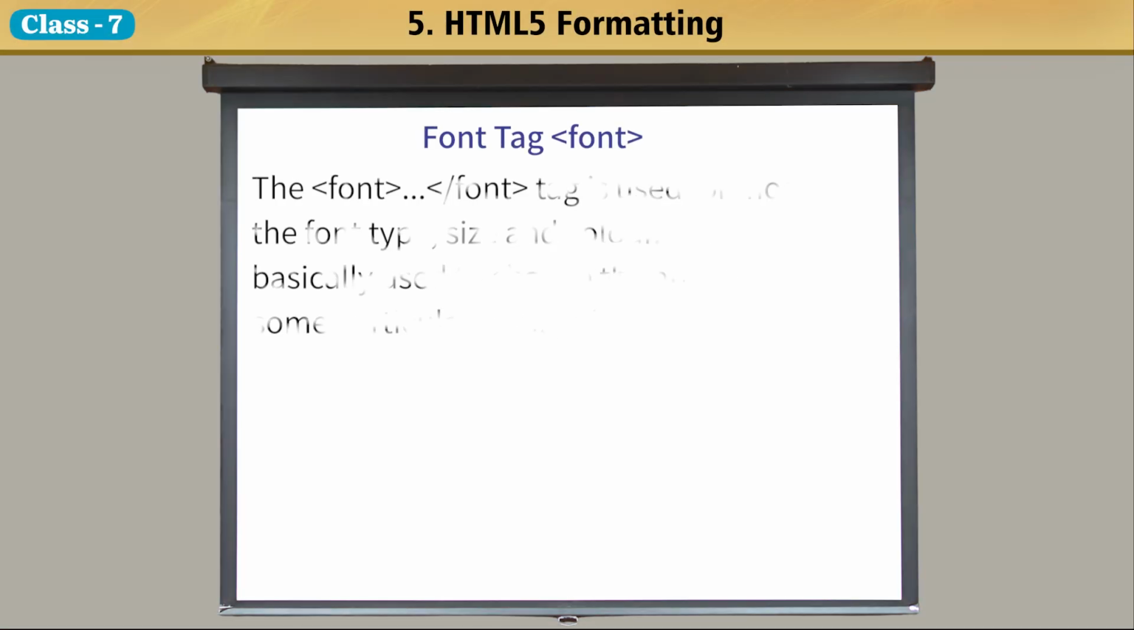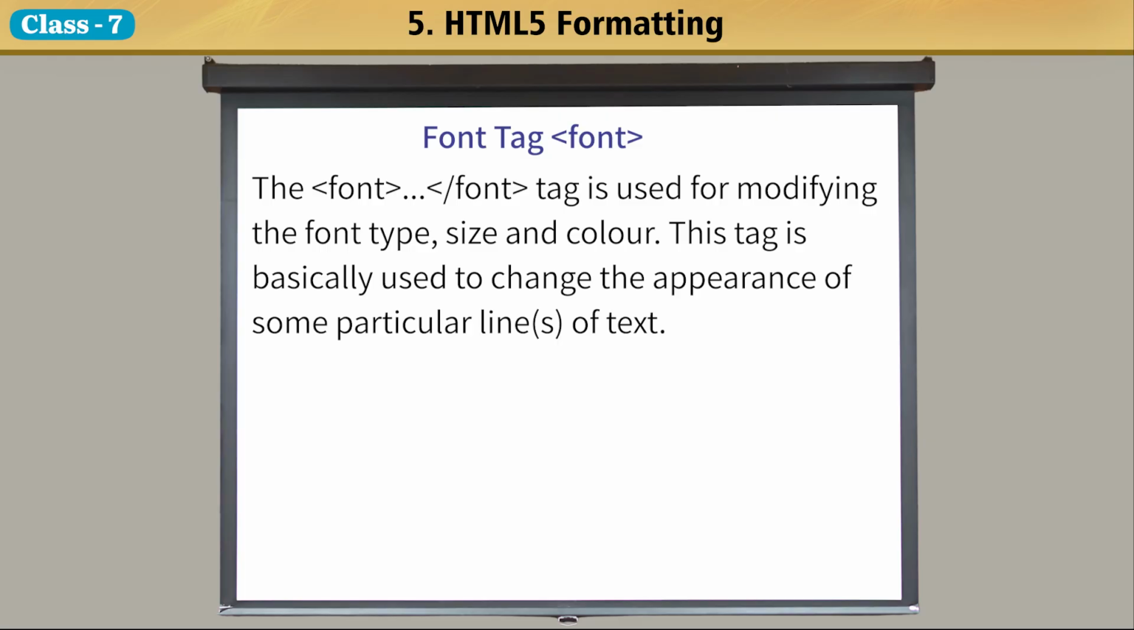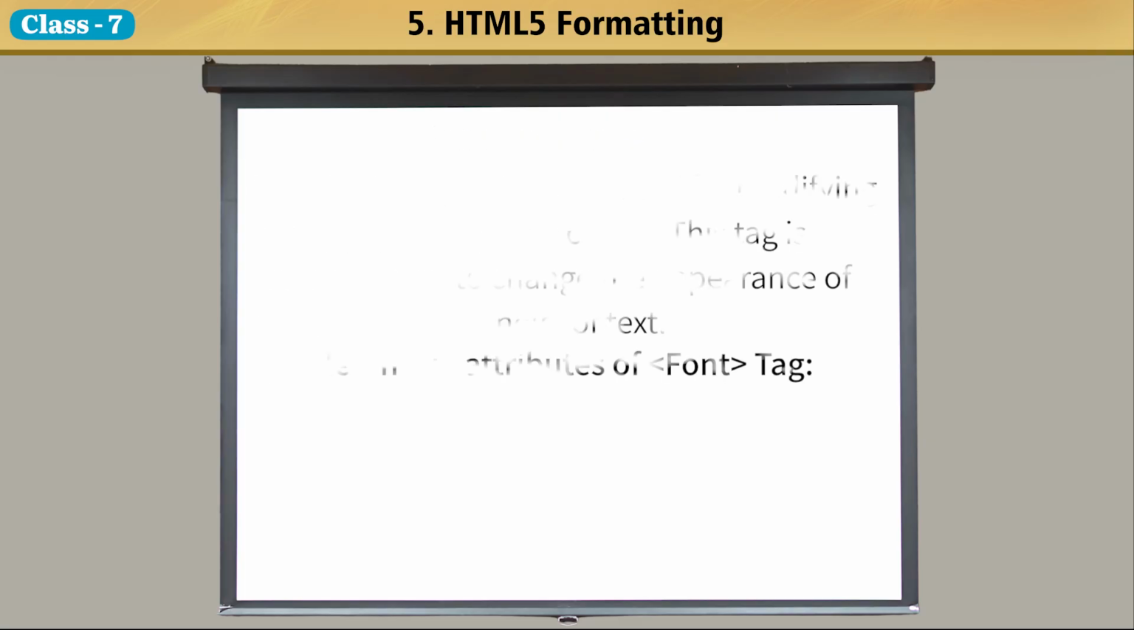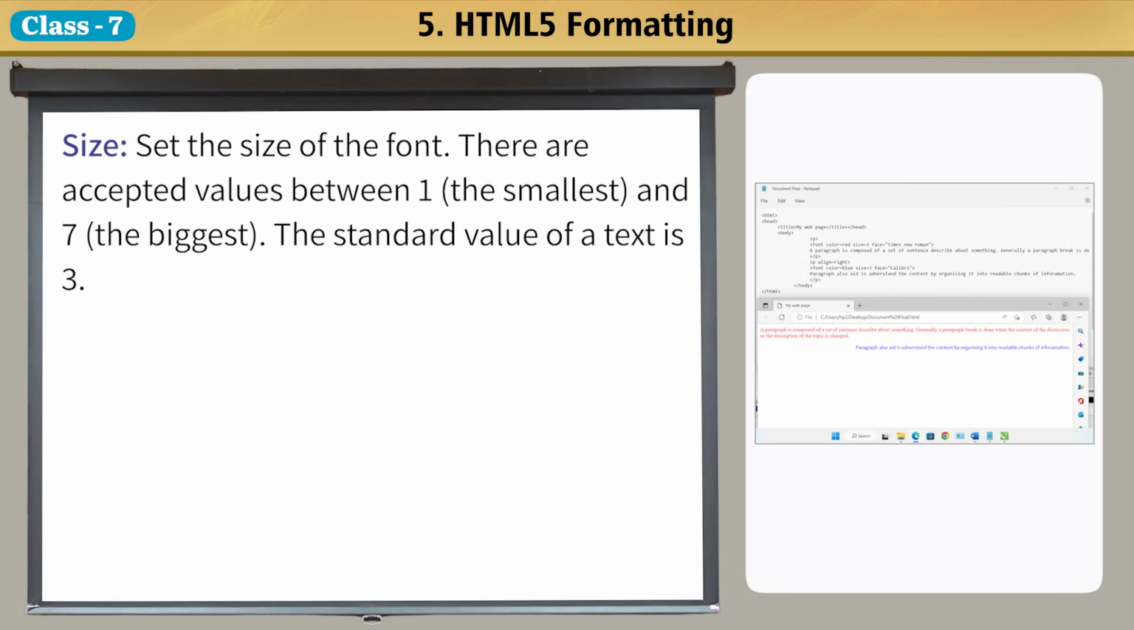Font tag. The font tag is used for modifying the font type, size, and color. This tag is basically used to change the appearance of some particular lines of text. Let's learn few attributes of font tag. Size. Set the size of the font. The accepted values are between 1, the smallest, and 7, the biggest. The standard value of a text is 3.